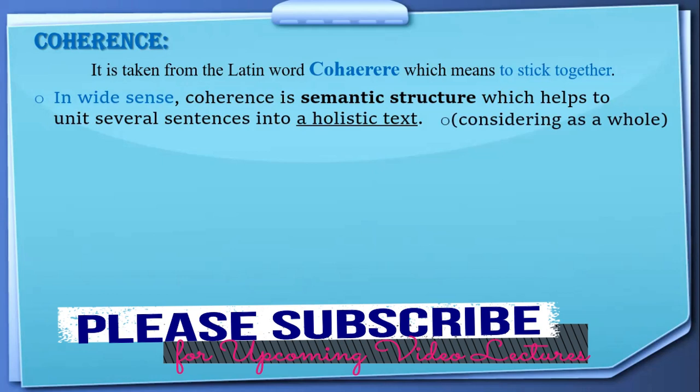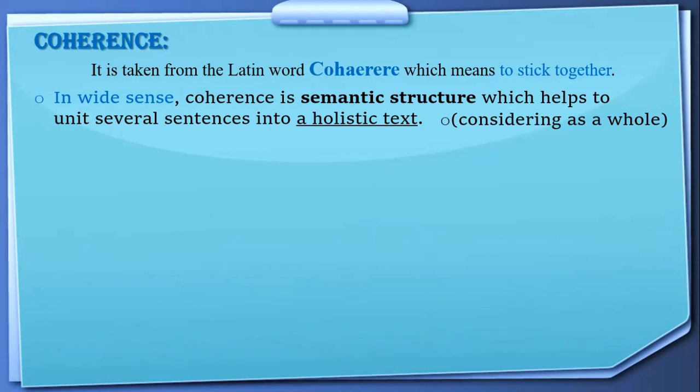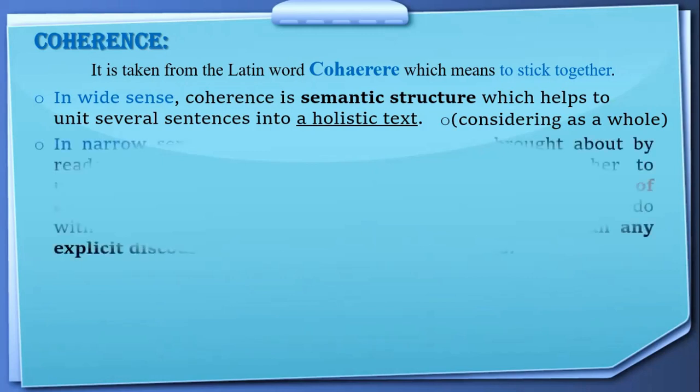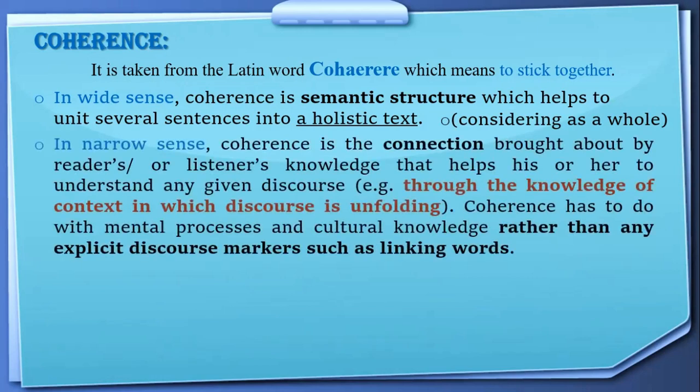What are the meanings of the words, and how is the text connected according to its meaning, or the concept which is there in the text? Is it clear? Is it according to the meaning or concept or theory or whatever is expressed? In a narrow sense, coherence is the connection brought about by readers' or listeners' knowledge that helps them understand any given discourse, for example through the knowledge of the context in which the discourse is unfolding.